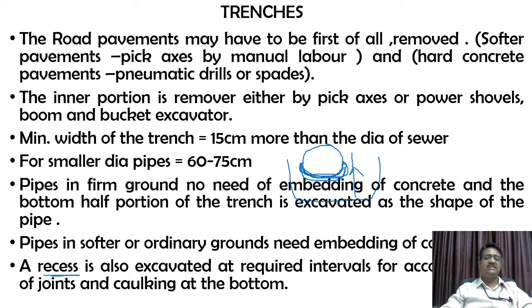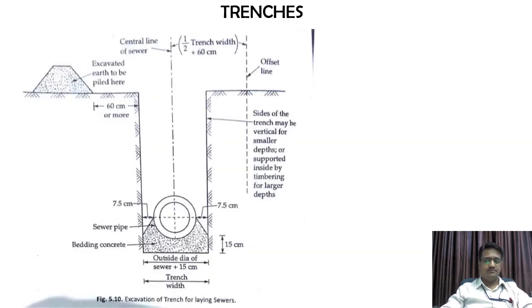Now let us check out the figure for understanding these trenches in a much better way. Okay, you can check this out now, everyone. This is the excavation of trench for laying sewers. This is the center line. Right now it is the section, whereas in the last figure what we saw was the plan. You can see this is the trench, this is the pile, and this is the offset line.